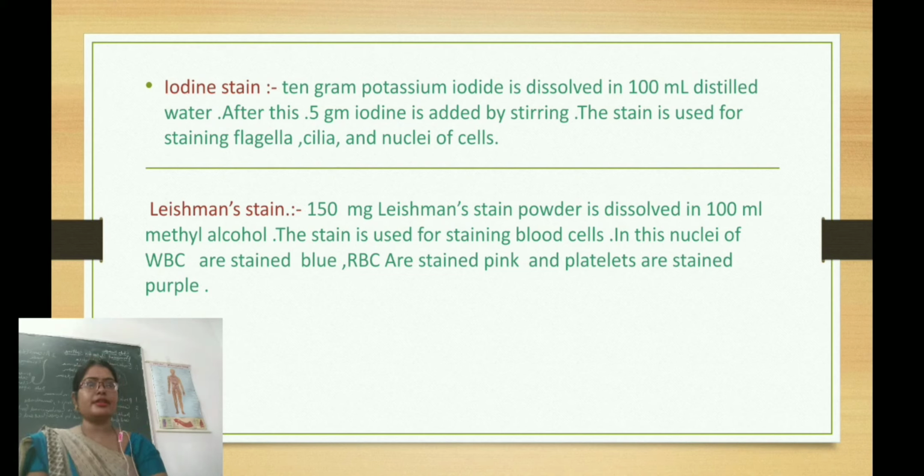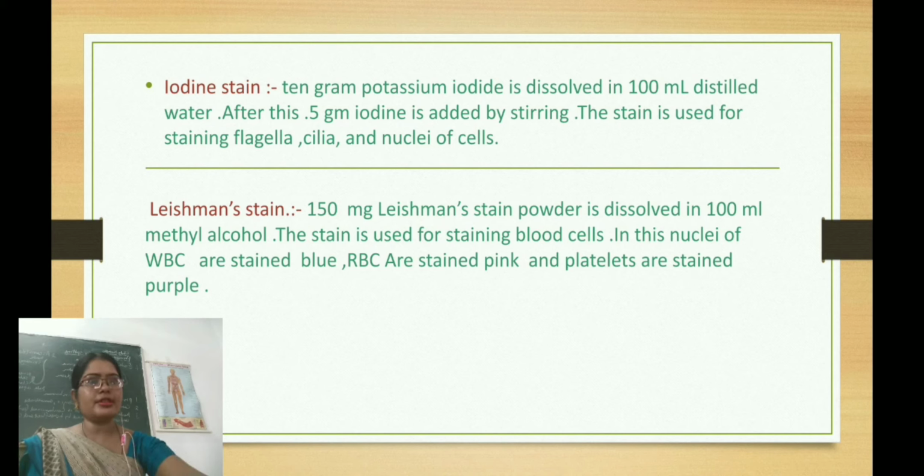Our next stain is Leishman's stain. 150 mg of Leishman's stain powder is dissolved in 100 ml methyl alcohol. This stain is used for staining blood cells. In this, the nuclei of WBC are stained blue, RBC are stained pink, and platelets are stained purple.